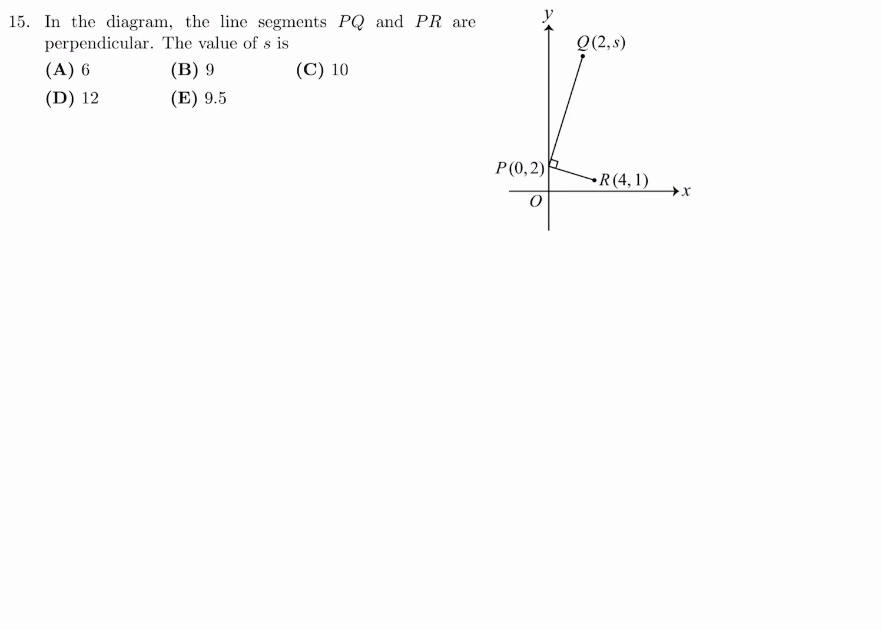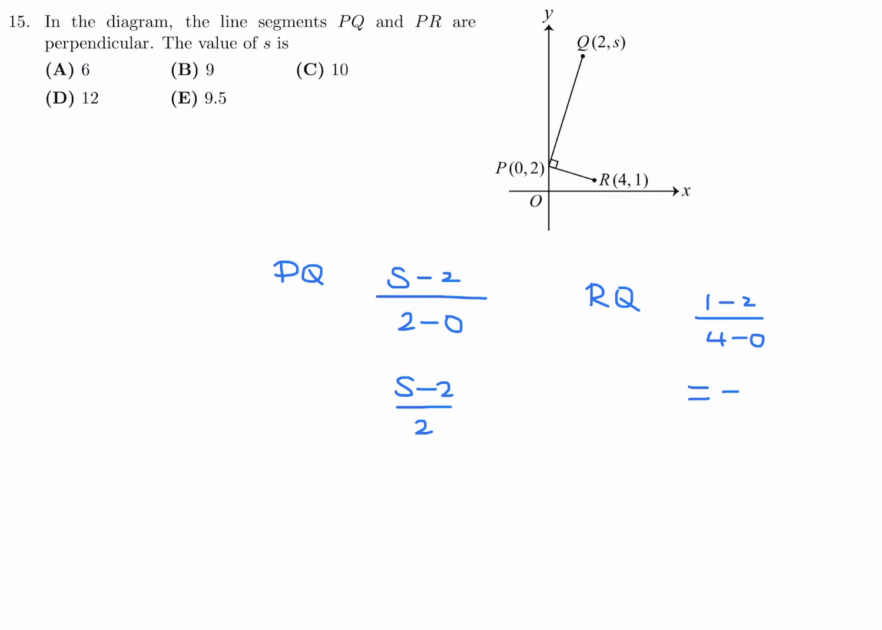In the diagram, the line segments PQ and PR are perpendicular. The value of S is. Well, if the lines are perpendicular, their slopes will be negative reciprocals. So first, let's calculate the slopes. For PQ, the slope would be S minus 2 over 2 minus 0. And that's just S minus 2 over 2. For RQ, the slope would be 1 minus 2 over 4 minus 0, which is negative 1 over 4.